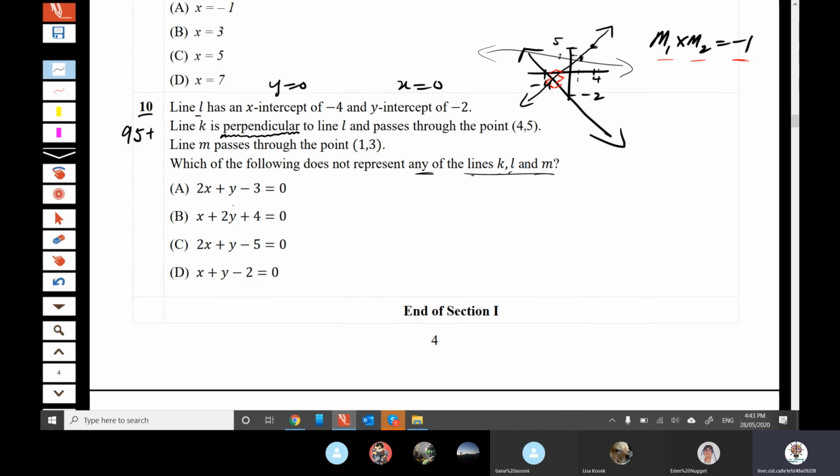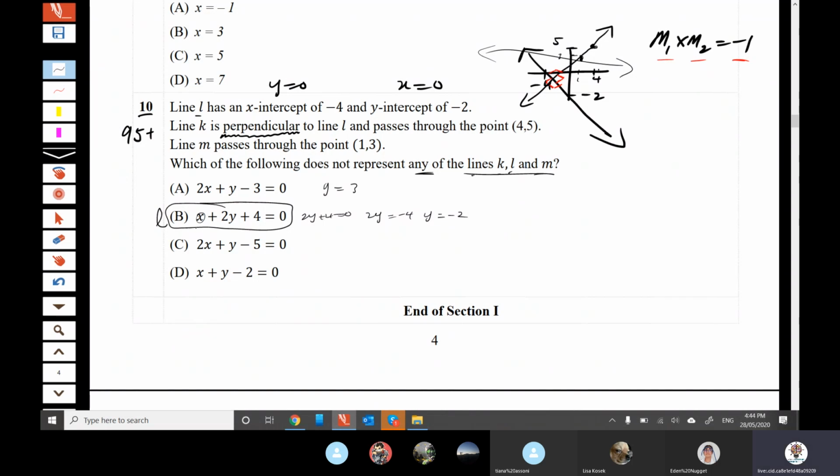So here we go. X is 0. When x is 0, you get y minus 3 equals 0. So therefore, you get y equals 3. Do we understand that? Yes. Okay, so the first one's not L. B, x plus 2y plus 4. When x is 0, I get 2y plus 4 equals 0. 2y equals -4. Therefore, y equals -2.